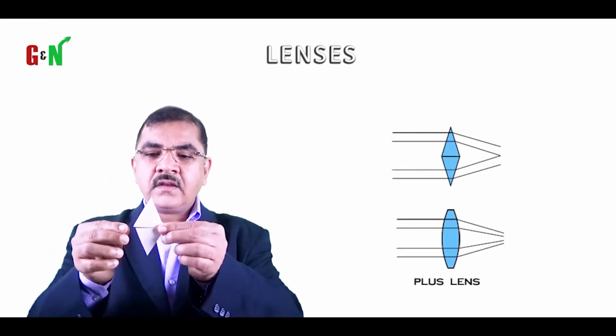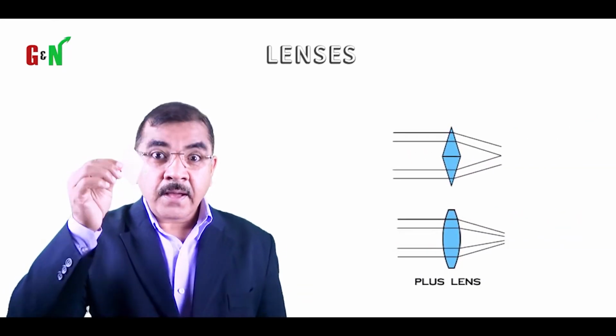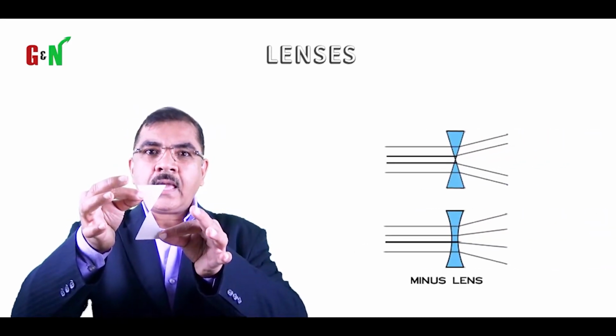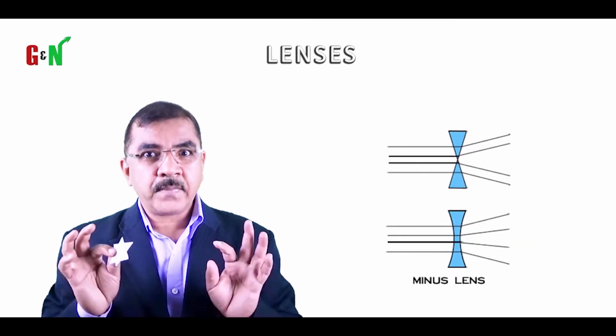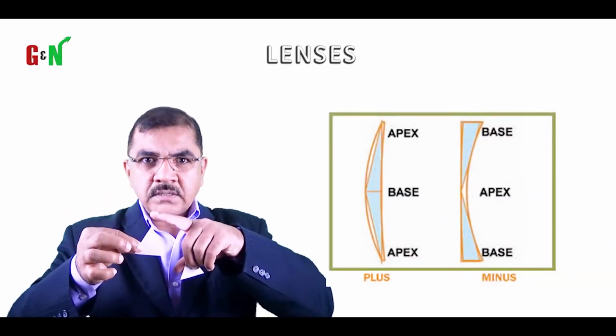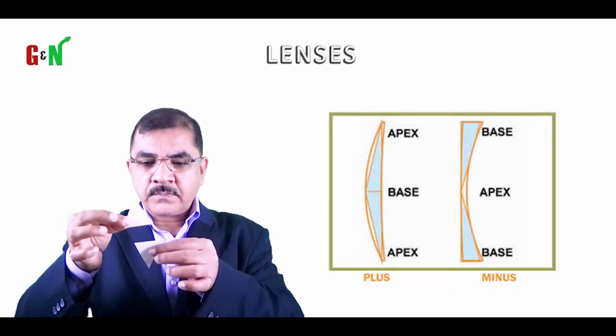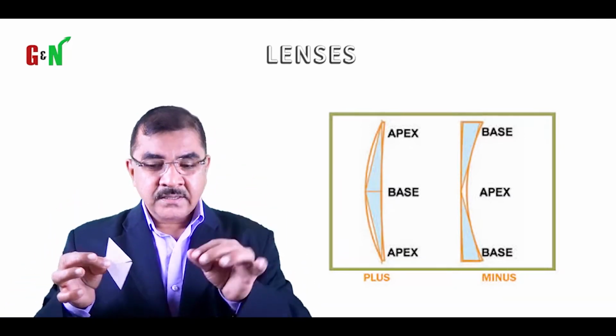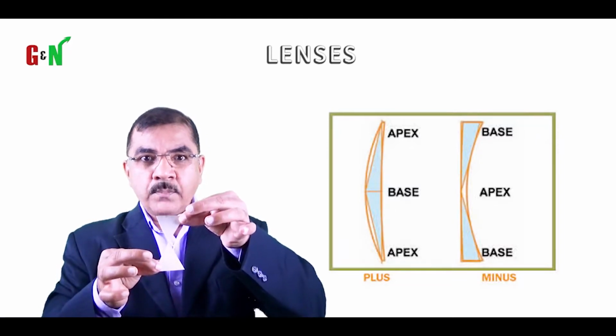Now, if we are going to have a base to base prism, it's going to be a plus lens. We'll discuss more about it in a few minutes. If it is going to be apex to apex, it's going to be a minus lens. Just remember this. Prism, bottom part is called base, the topmost part is called apex. If it's base to base, it's going to be plus, and if it is apex to apex, it's going to be minus. That's all about the prism.